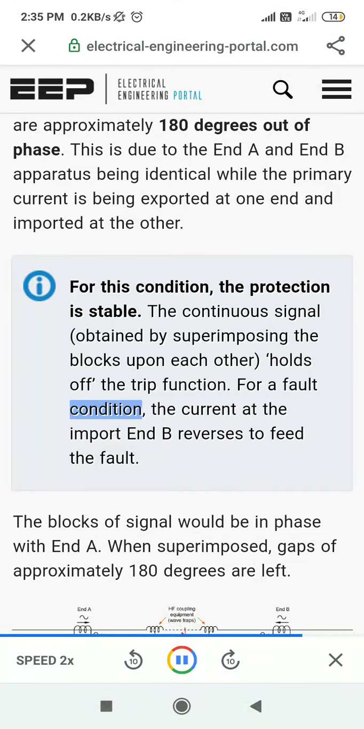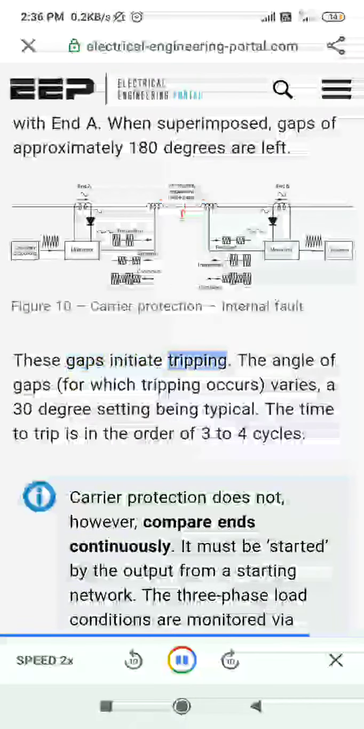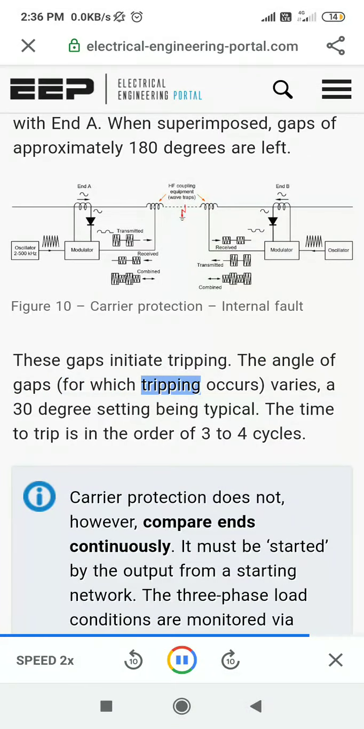For a fault condition, the current at the import end B reverses to feed the fault. The blocks of signal would be in phase with end A when superimposed, and gaps of approximately 180 degrees are left. These gaps initiate tripping. The angle of gaps for which tripping occurs varies, a 30-degree setting being typical. The time to trip is in the order of 3 to 4 cycles.